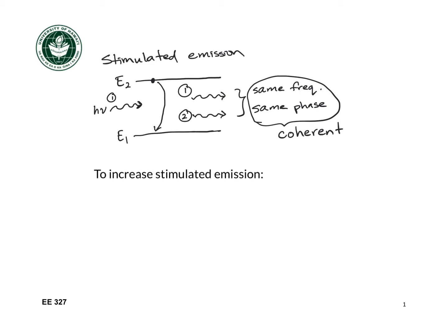There are two things that we need to do in order to make sure that we can enhance this stimulated emission and therefore make a more powerful or more efficient laser out of this mechanism. The first thing that we need is something called population inversion. And the second thing that we need is something called a resonant cavity. So in this video, we are going to look at population inversion and what it is.